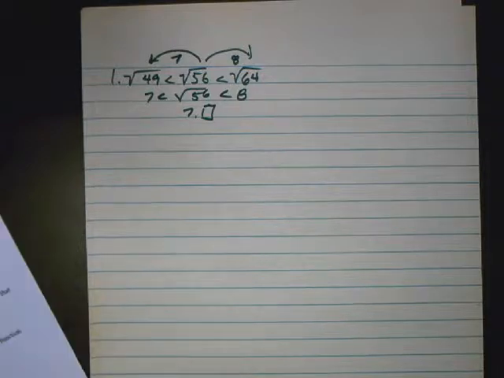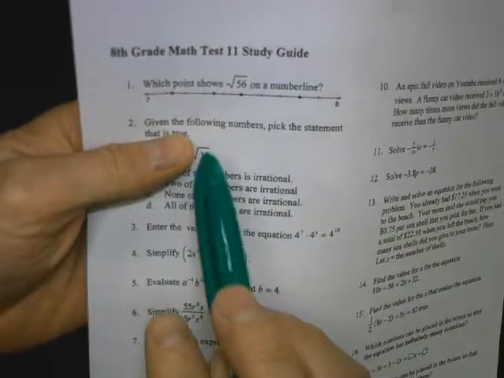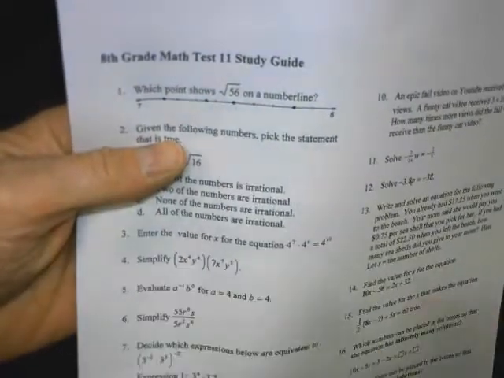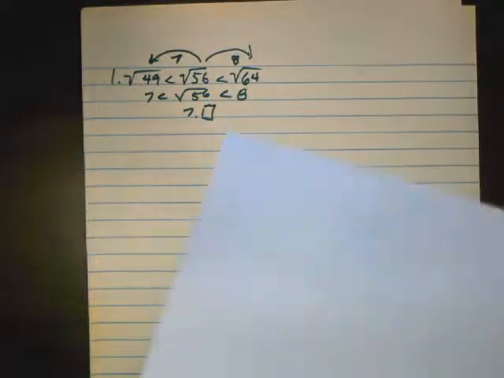And the only point that would work on the number line that they gave you, the one that's right in the middle, but a little bit to the left, would be the 1, 2, third point from the left. So the answer would be the third point from the left.